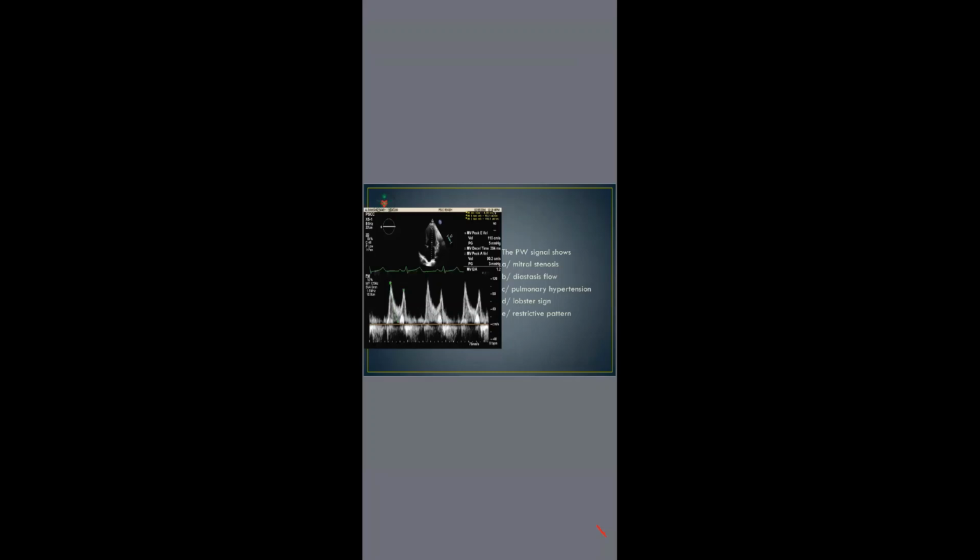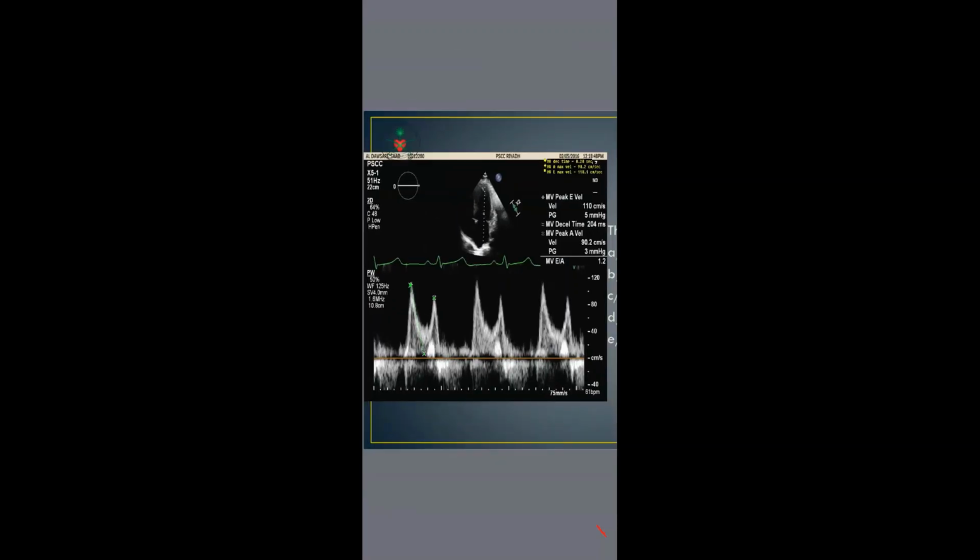If I zoom in, look here, what we see is this. We have the E, with a decreased, very short deceleration time. Very good. And that's the E, and that's the A. But between the E and A there is a flow, right? Usually the E looks like this, and then the A starts. But if there is filling in the middle, that is called diastasis flow or mid-diastolic flow.